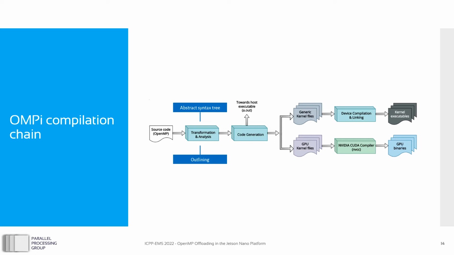Next we have the code generation phase. This phase produces multiple source files, with one of them being the host source file and the other files being the kernel files. Those kernel files are categorized into two types, generic and GPU kernel files. In this presentation we focus on the GPU ones, which are passed to the NVCC compiler in order to be compiled into GPU binaries.